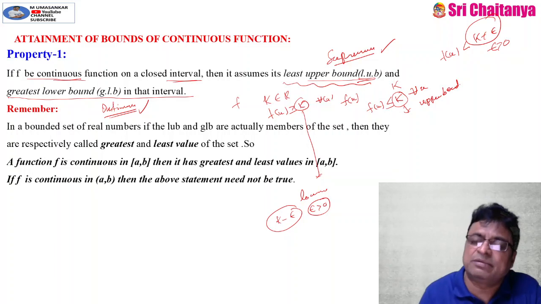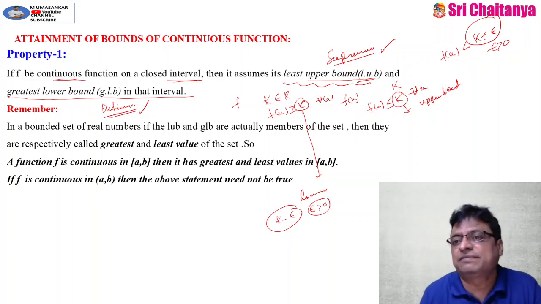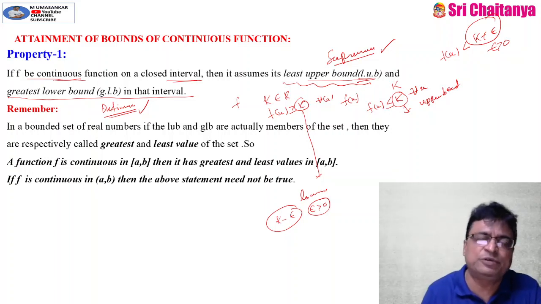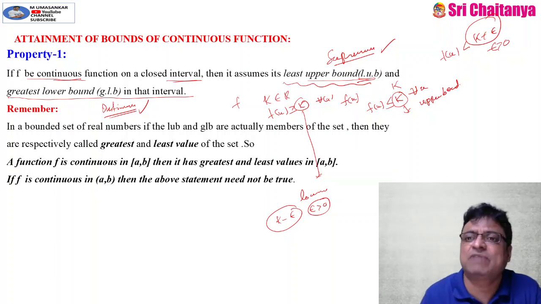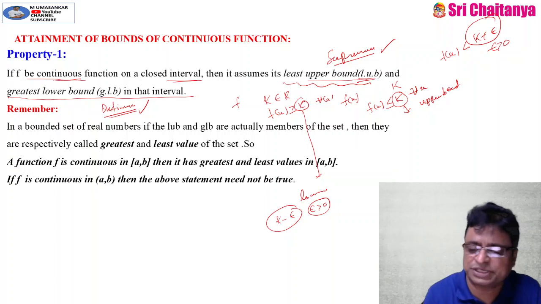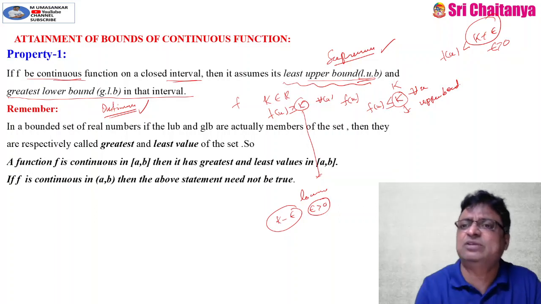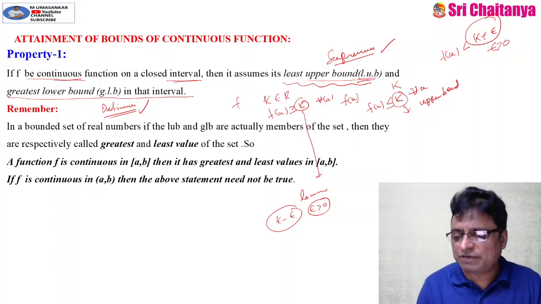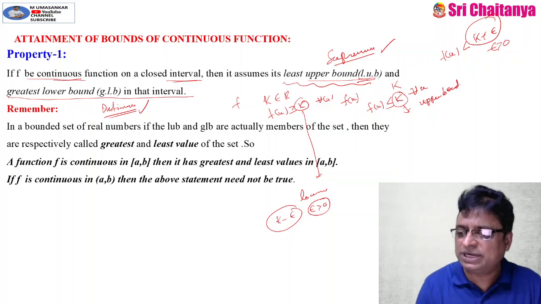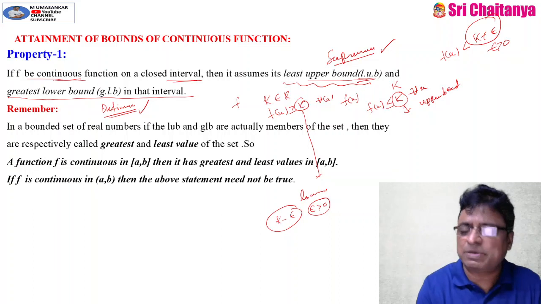This kind of terminology you will learn in the real analysis chapter. At present, they may not ask these things, but from a comprehension point of view, this terminology is very useful and essential for you. And here, what I'm saying is, if f is a continuous function, this theorem tells us that it definitely has a lower bound and an upper bound, because every continuous function on a closed interval [a, b] is bounded. Bounded means all the functional values lie between some numbers.